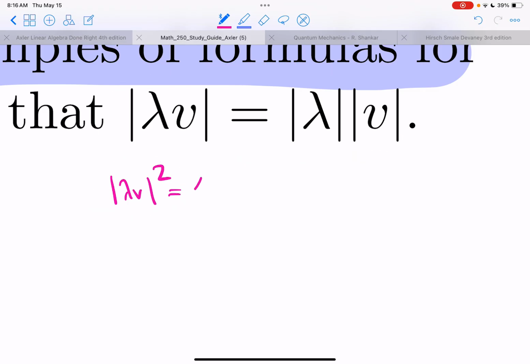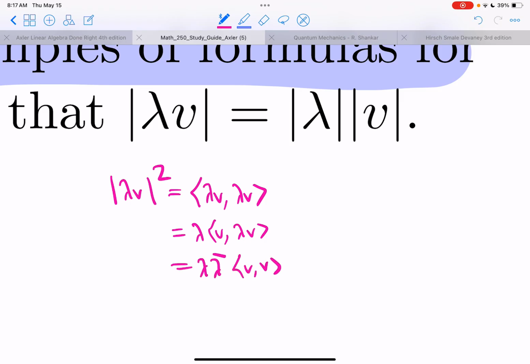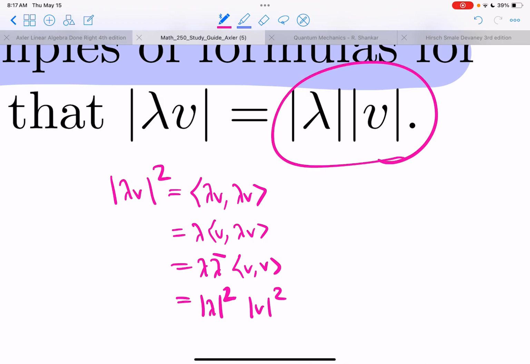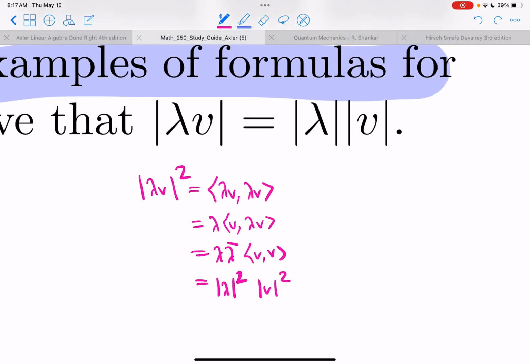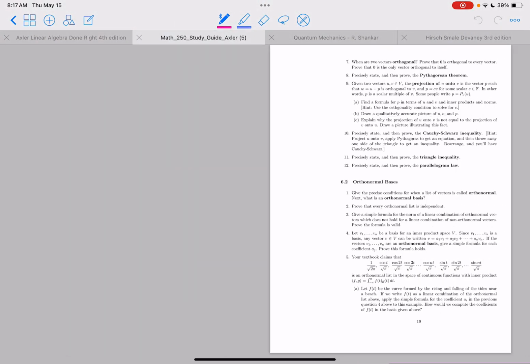That is, by definition, lambda v dot lambda v. I can pull out this first lambda, without a bar, and then I can pull out the second lambda with a bar. Now what do I have? I have the complex number's magnitude squared. A complex number times its conjugate is just its magnitude squared. And I've got the norm of v squared. But that's exactly the square of this right-hand side. So taking square roots gives me my answer, and I'm done. That's the proof.